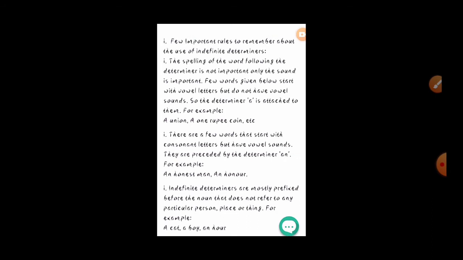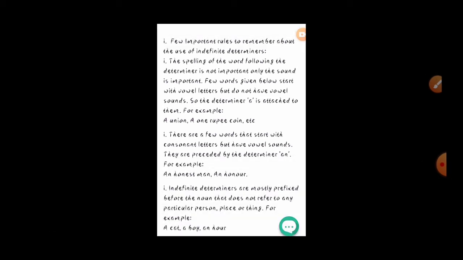There are a few words that start with consonant letters but have vowel sounds. They are preceded by the determiner an. For example, an honest man. Okay, an honor. It is written H, but the sound is coming like O. Okay, H is silent here. So in this case, we are using an instead of a.